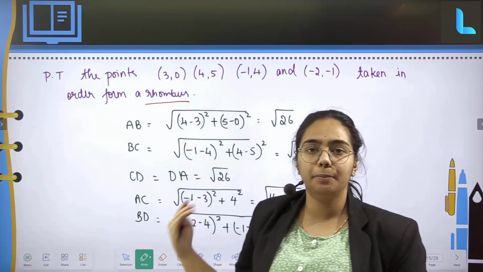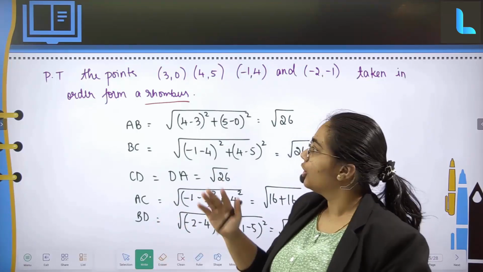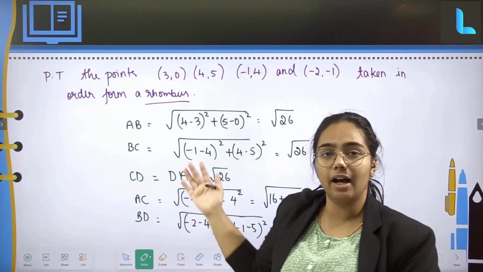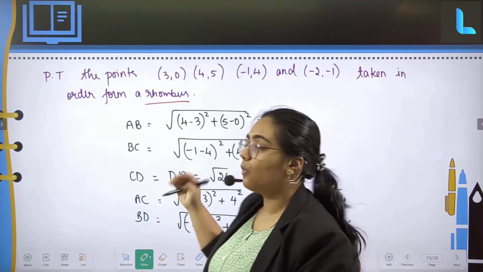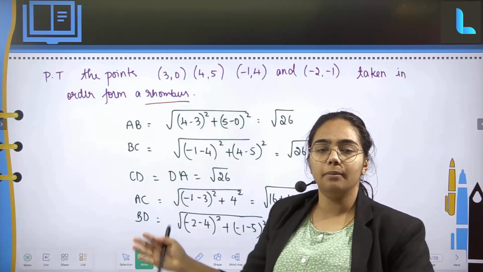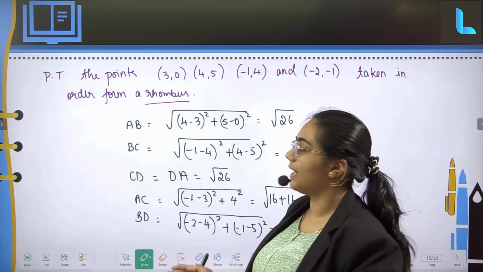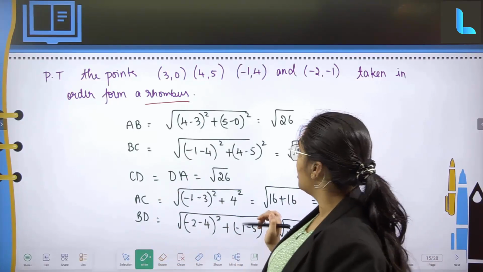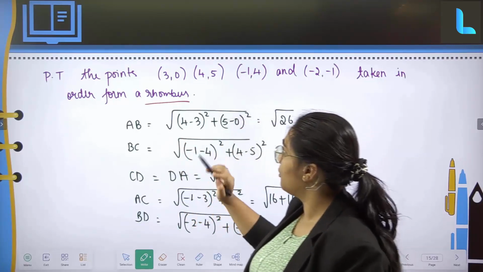Next question. Prove that the points given, taken in order, form a rhombus. So over here you have to prove that it is going to be a rhombus. What was the thing which we had learned over there? To prove that it is a rhombus, if we show that all sides are equal, that is sufficient for us. So now same over here also.